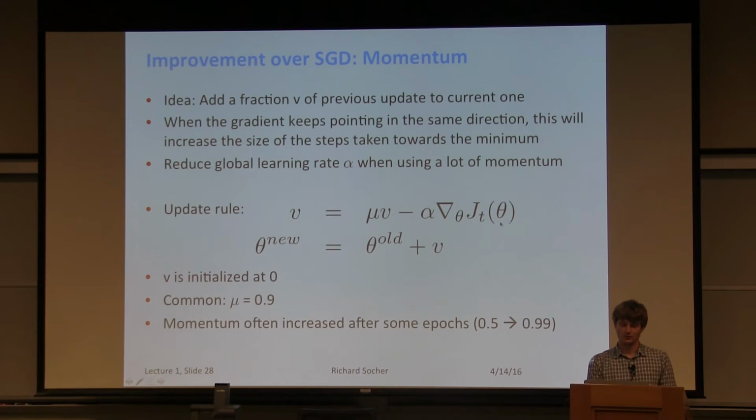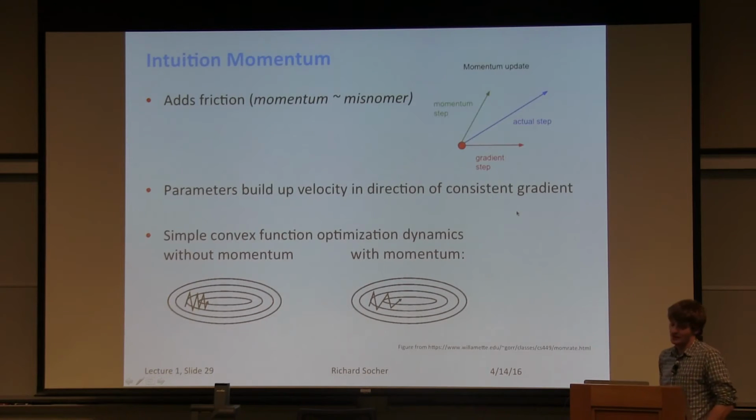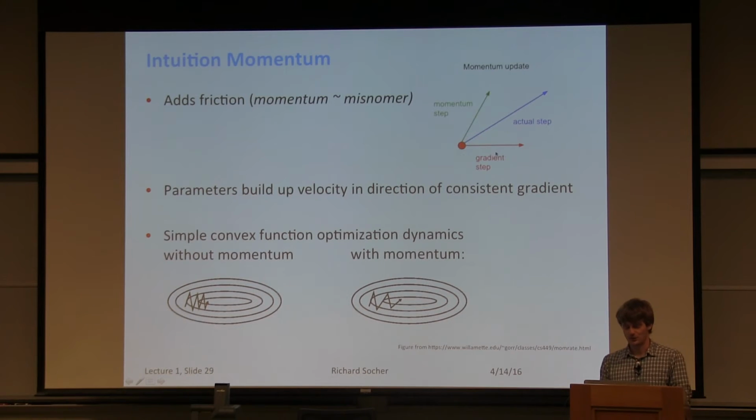Now, this is not super intuitive when you just look at the equation, so let's look at a geometric interpretation. If your gradient would just point in this direction, but in the previous time steps you had a v that points in this direction, then your actual step will be the sum here. And you can think of this as a friction. So if your gradient points into a valley, you might not want to overshoot out of that valley in your highly non-convex optimization landscape. And also the parameters will build up velocity, in some interpretation, in the direction of the consistent gradient.